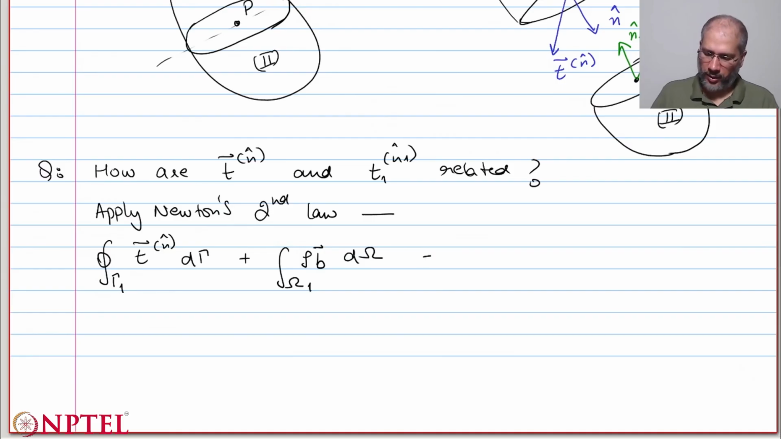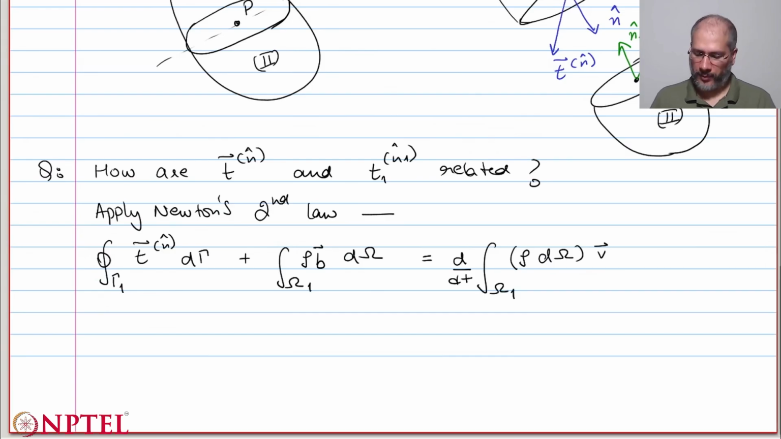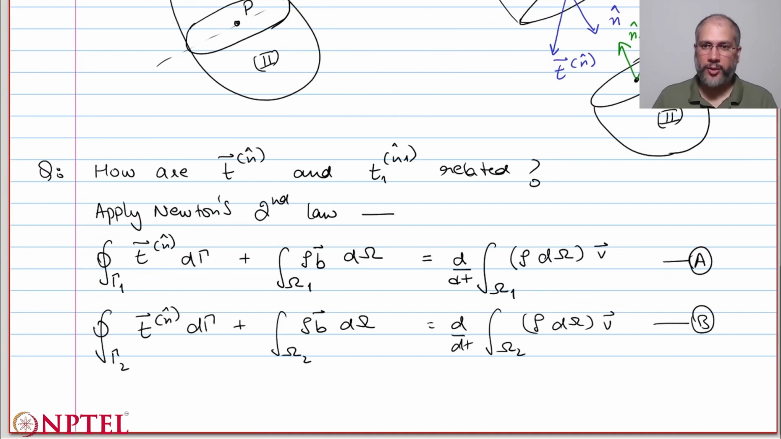So this is the net external force, and this has to be equal to the rate of change of its linear momentum. So that's d by dt of the linear momentum. The linear momentum can be written as, we take a small mass dm, that is rho times d omega, and we multiply that by the velocity vector v, and this is integrated over the volume omega 1. So this we'll call A, because we'll be needing this equation again. And similarly, I write Newton's second law for part 2 of the body, and this we will call B.